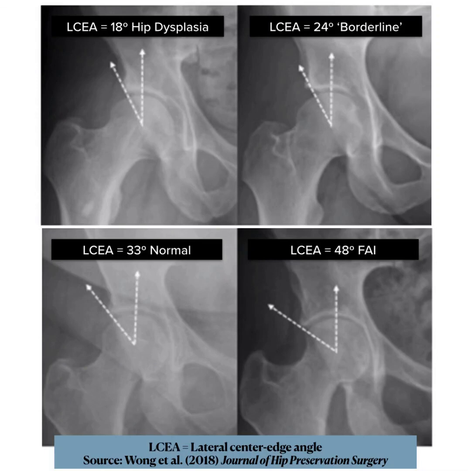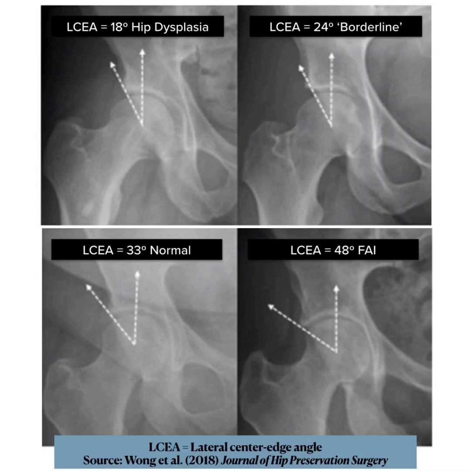This is the lateral center edge angle. We've got some images here from Wong et al. which illustrate this. In the top left, you have this LCEA, this lateral center edge angle of 18 degrees. Below about 20 degrees is considered to be diagnostic of dysplasia. You can see this small angle in the top left-hand picture. This is a hip with dysplasia there, and you can see the lack of coverage of that femoral head.